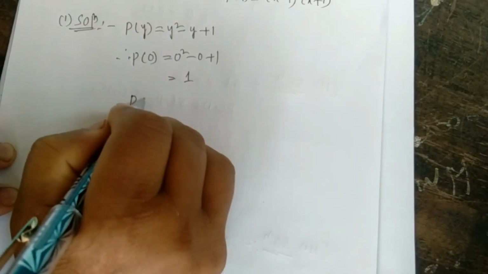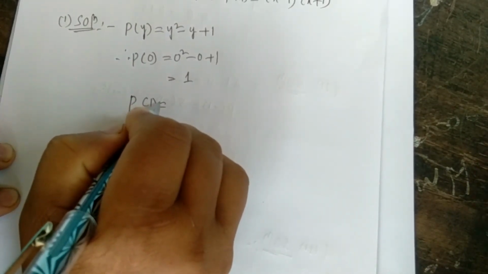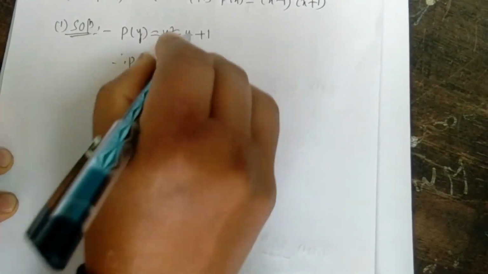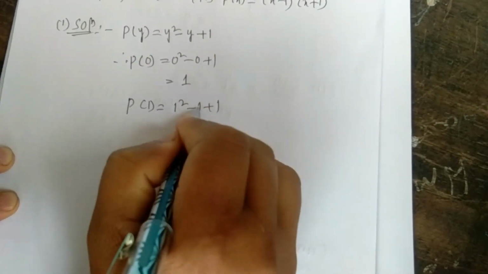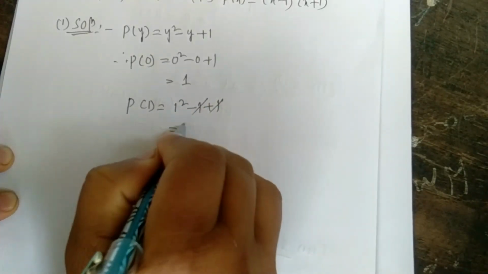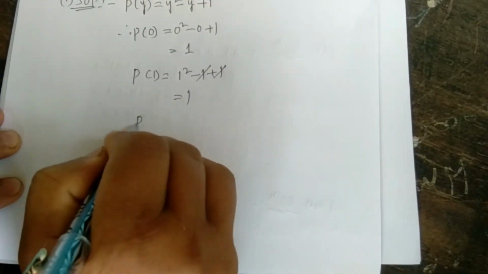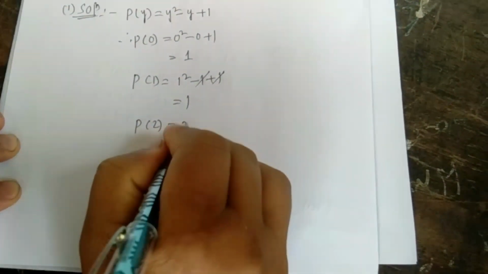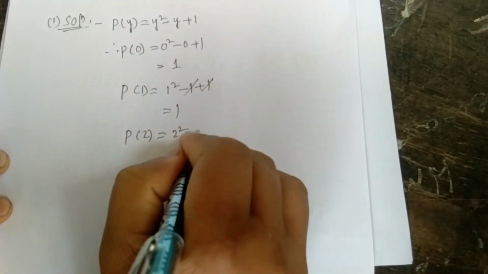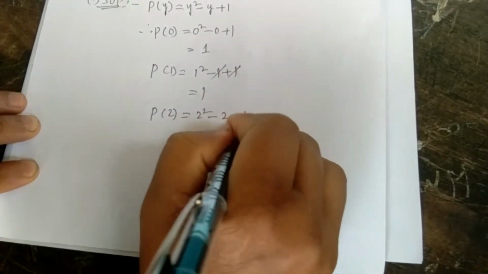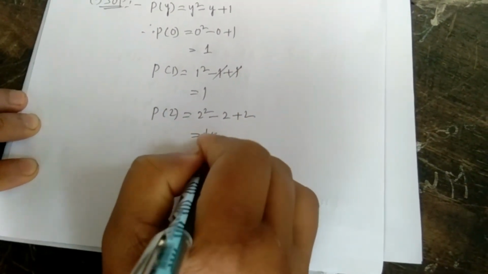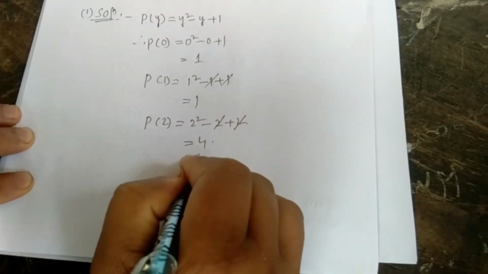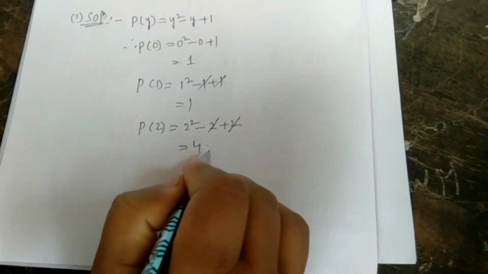Now p(1) you'll find. In place of y you put 1. 1 square minus 1 plus 1, negative 1 and positive 1 cancel, 1 square means 1. Again p(2) to find, in place of y you put 2, so 2 square minus 2 plus 2. 2 squared is 4, positive 2 and negative 2 cancel, so 4 is the answer.